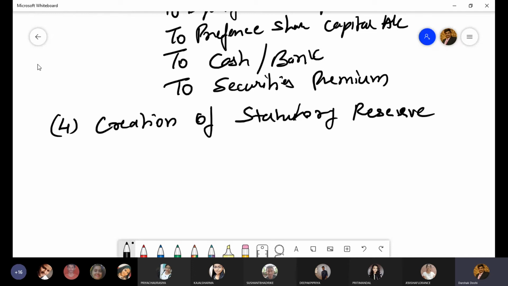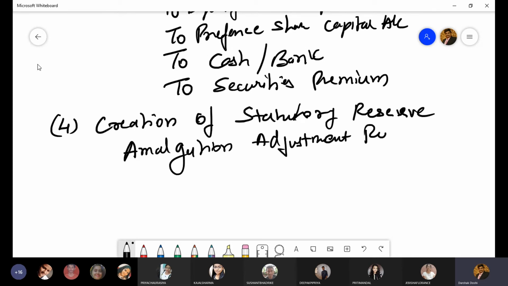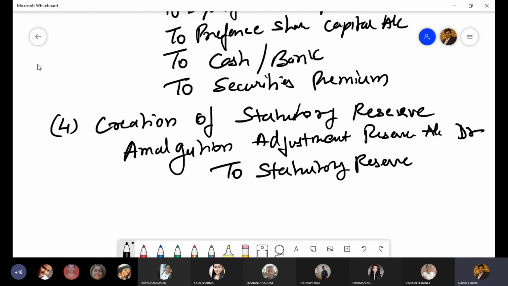When you create the statutory reserve, you pass an entry as amalgamation adjustment reserve account debit to statutory reserve account. Amalgamation adjustment reserve account debit to statutory reserve account.